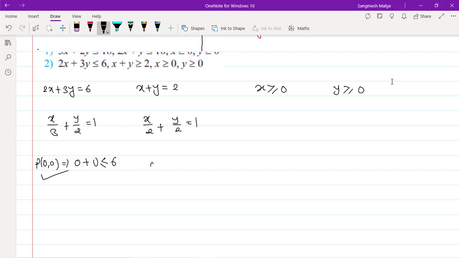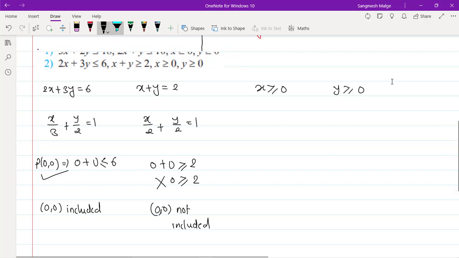What about the second? So 0 plus 0 is greater than or equal to 2. So 0 is greater than or equal to 2. Is it correct? No, it is not. Okay, so the origin 0 comma 0 is not included in the solution set for the second, but for the first, as it is correct, 0, 0 is included in the solution set.